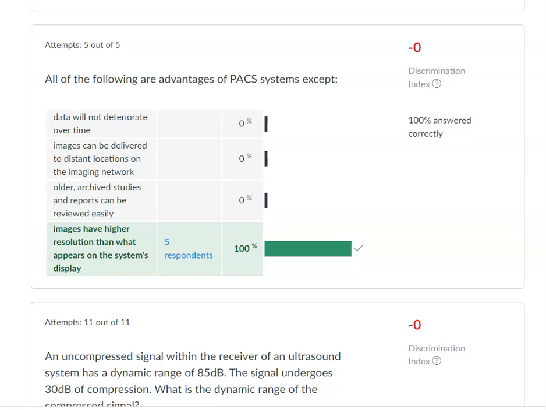Next question, all the following are advantages of a PACS system except that images have a higher resolution than appears on the system's display. That is not correct because all the others are correct.